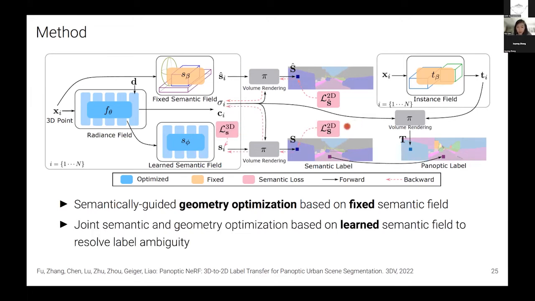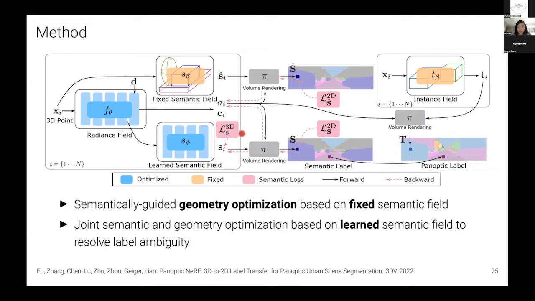So, then we also have two other semantic losses defined on this rendered semantic label and the semantic label of the 3D space for this learned semantic field. Here, the main purpose is to address the ambiguity at the intersection region of the bounding primitives. For this 3D semantic loss, the ground truth is obtained from the fixed semantic field, only if a point is uniquely enclosed by one bounding primitive.